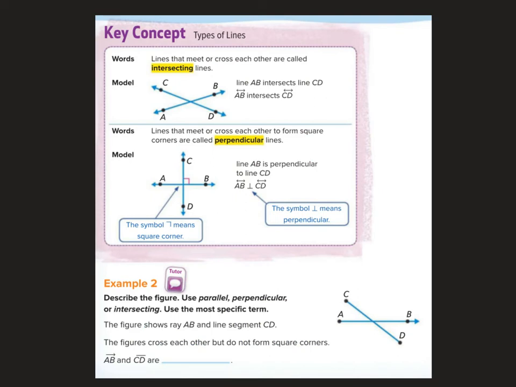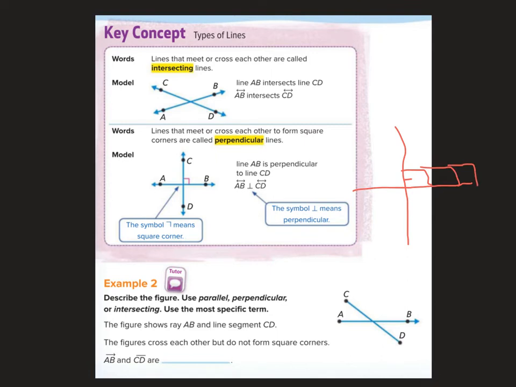Okay, lines that meet or cross each other are just called intersecting lines. If there's nothing special about them, they just cross each other, intersecting lines. Okay, and lines that meet or cross each other to form square corners are perpendicular. Okay, so these are perpendicular lines. Many streets in Austin are perpendicular lines, right? Like if you have 6th Street and 5th Avenue, then, you know, the houses have square lots, perpendicular lines.